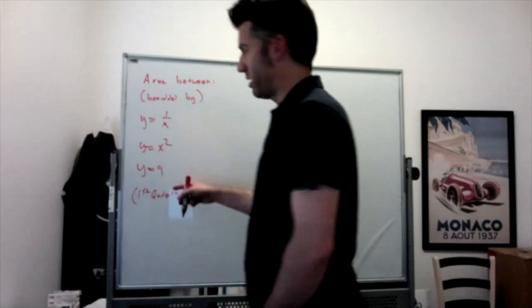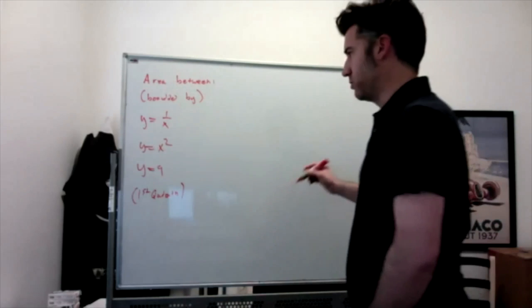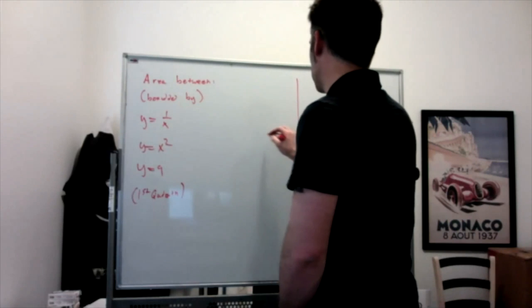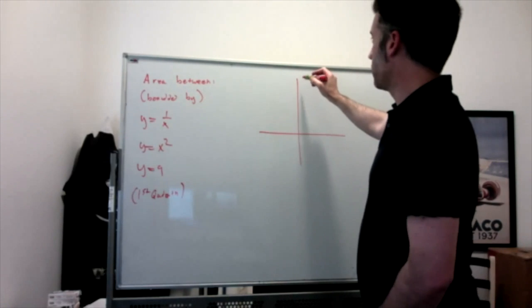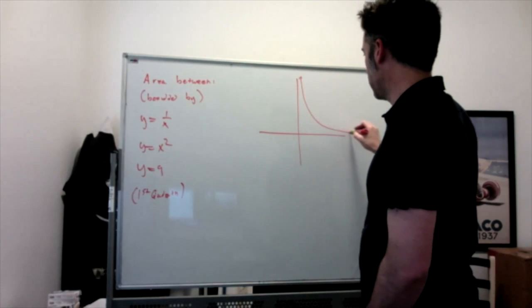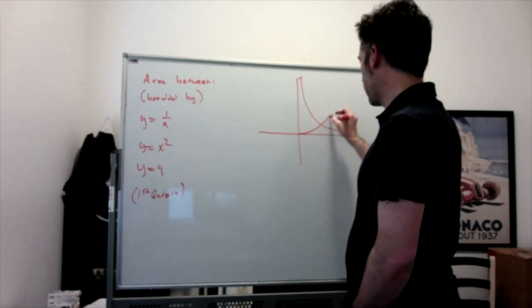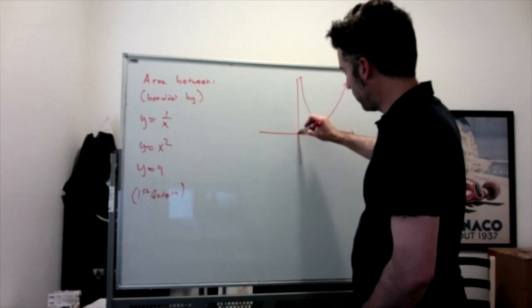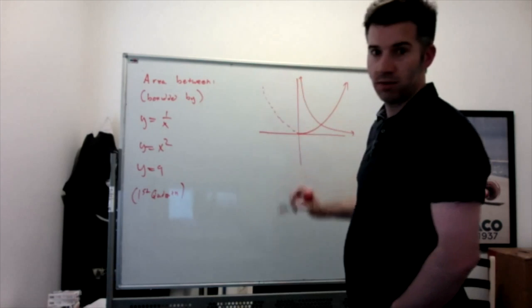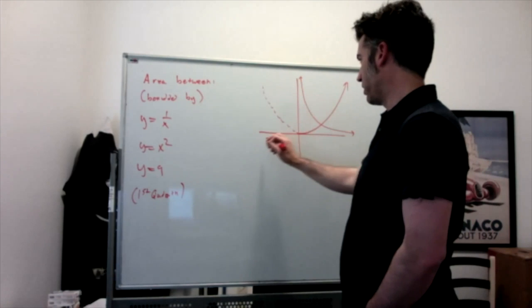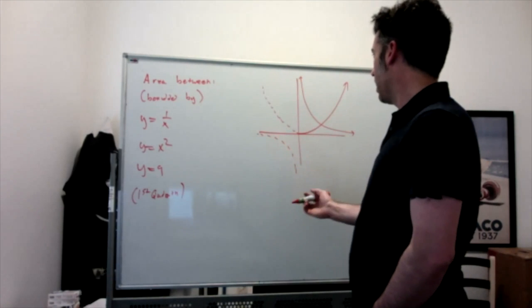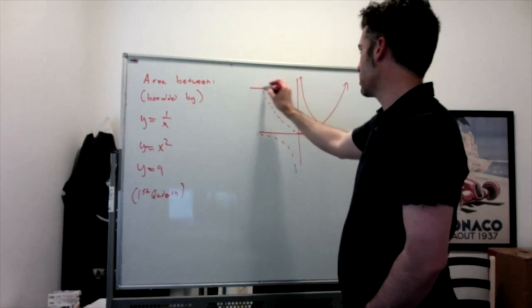Right, because 1 over x has some weird stuff over in quadrant 3. So graphing this, here's what the first quadrant part of 1 over x looks like. Here's what the first quadrant part of x squared looks like. There's also this part over here. And 1 over x also has this part over here. And then y equals 9 looks like this.